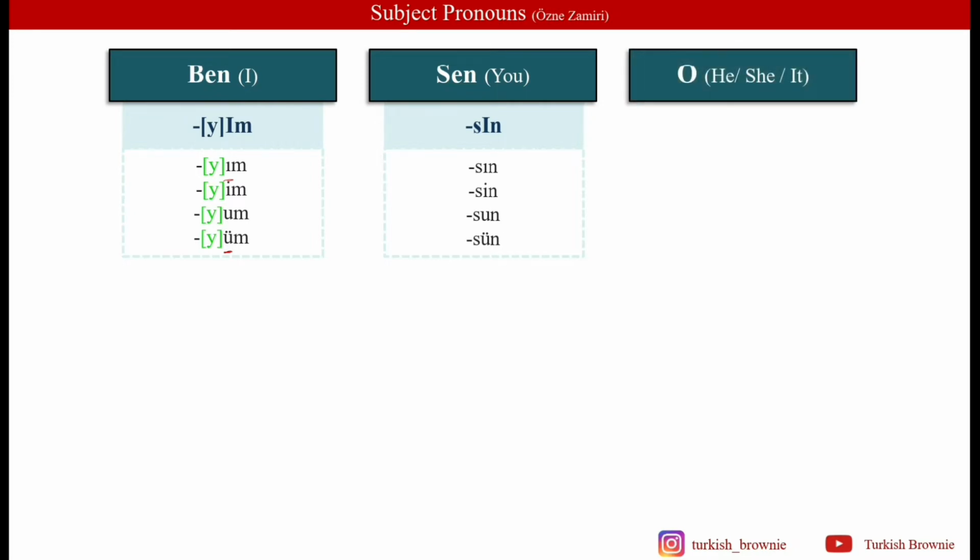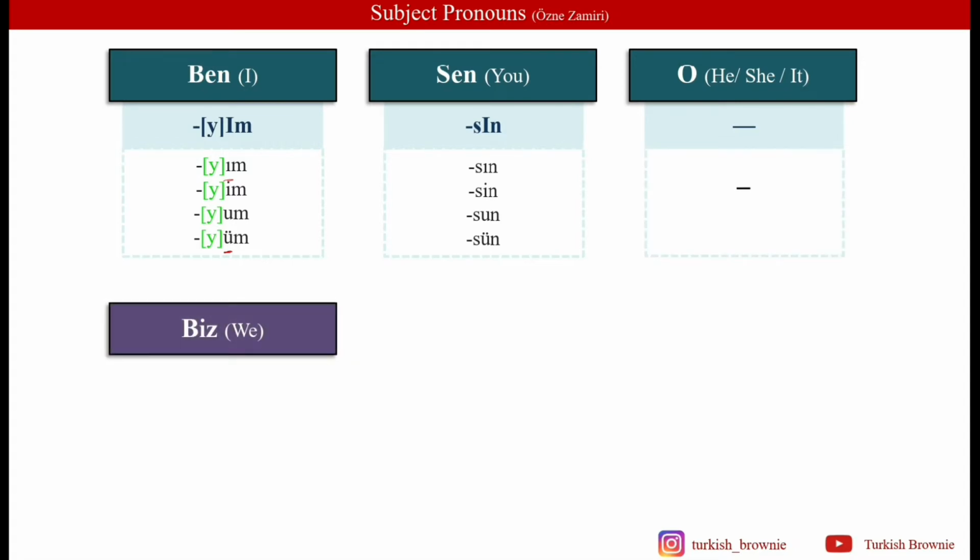For o, or he, she, it in English, there is actually no personal suffix. And for biz, or we in Turkish, the personal suffix looks like this. And there is a Y in brackets here again, which shows that you use this Y if the last alphabet of the main word root is a vowel. The capital I again shows that there are going to be 4 forms. So the suffix can be either ız, iz, uz, üz.